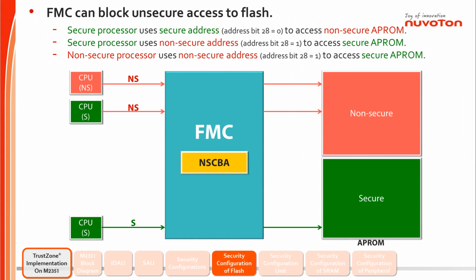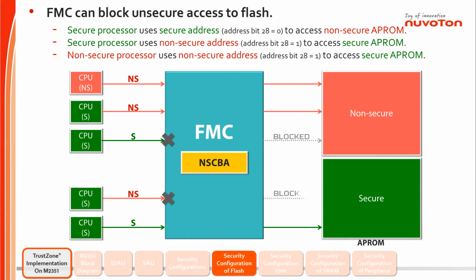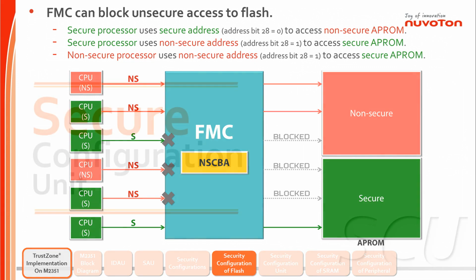The unsecure accesses include three cases. First, a secure processor uses a secure address to access non-secure AP-ROM. Second, a secure processor uses a non-secure address to access secure AP-ROM. Third, a non-secure processor uses a non-secure address to access secure AP-ROM.